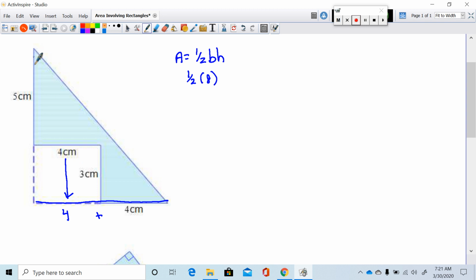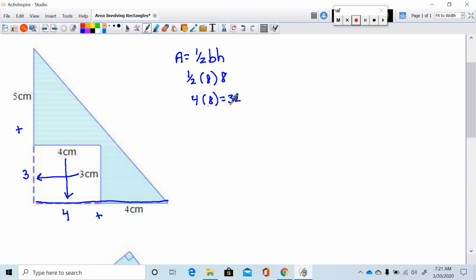And then the same thing on the side, they only gave you part of the side. So if you take the vertical line over here and slide it over, that's a 3. So 5 plus 3 is 8. So half of 8 is 4, and 4 times 8 is 32. That's the area of the triangle.